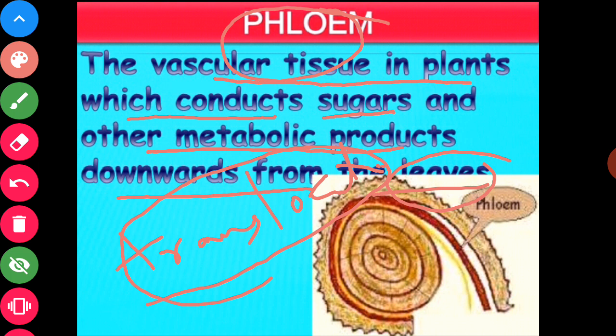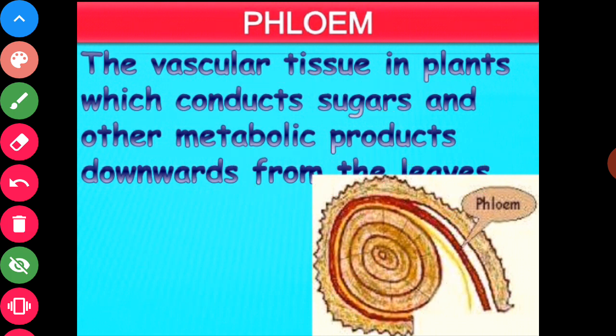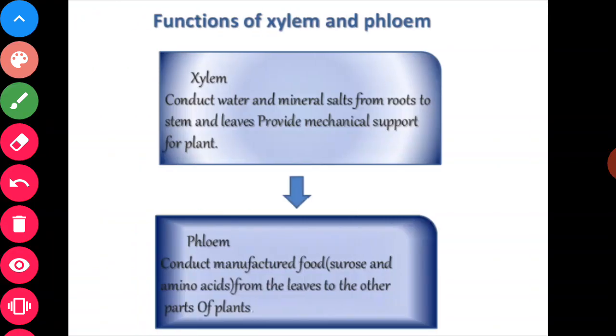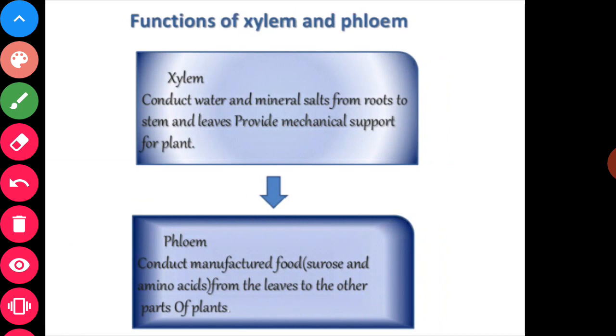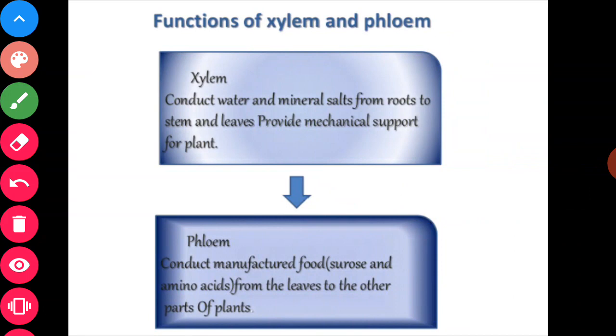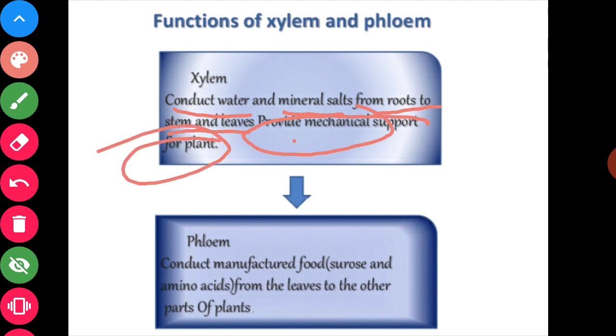Phloem and xylem constitute the vascular bundles. Dear students, now we know what the functions of the xylem and the phloem are. What are the functions of the complex permanent tissue? Xylem conducts water and mineral salts from roots to stem and leaves. It also provides mechanical support for plants. Similarly, phloem conducts manufactured food, sucrose and amino acids from the leaves to the other parts of the plant.